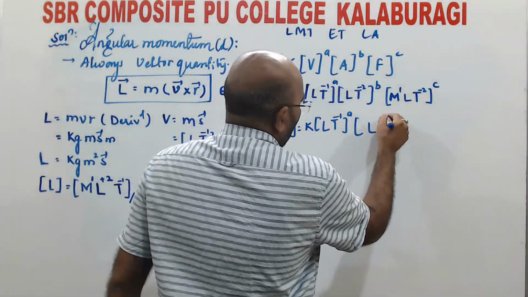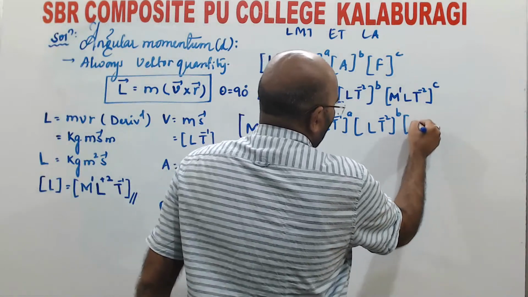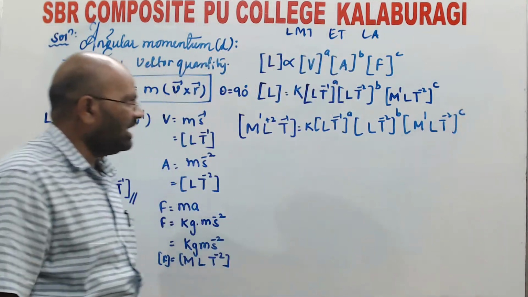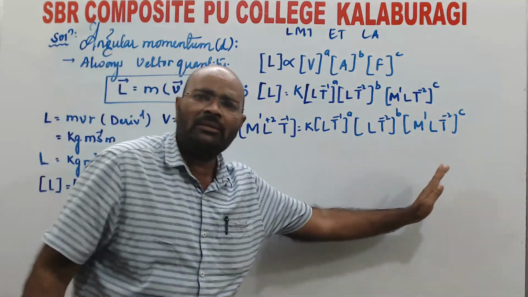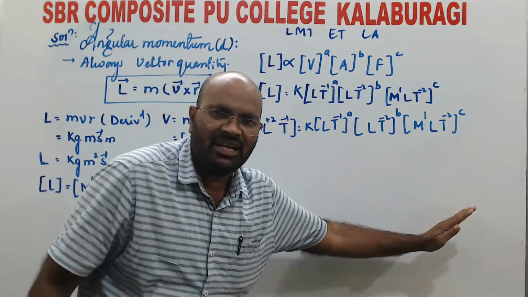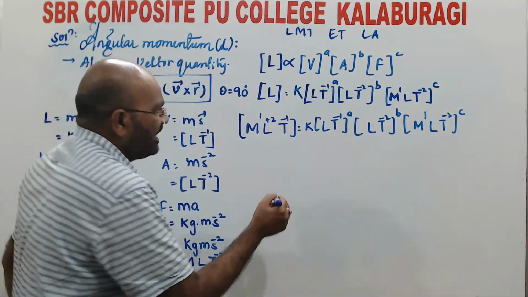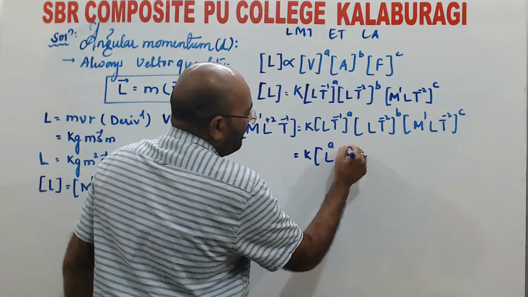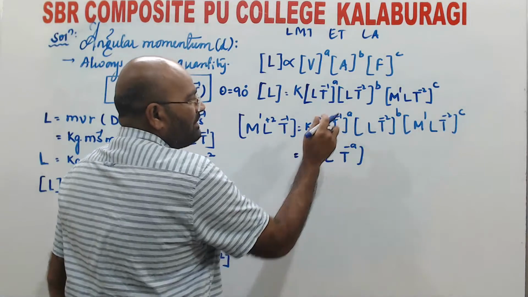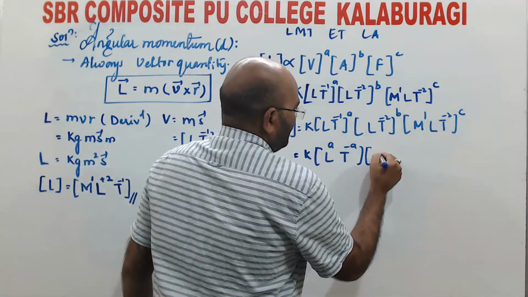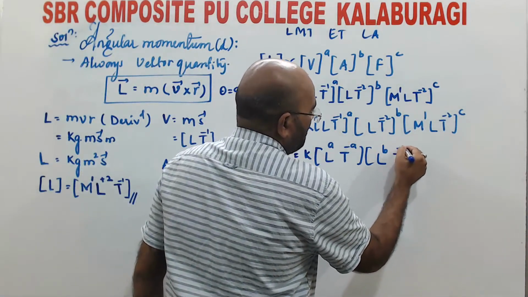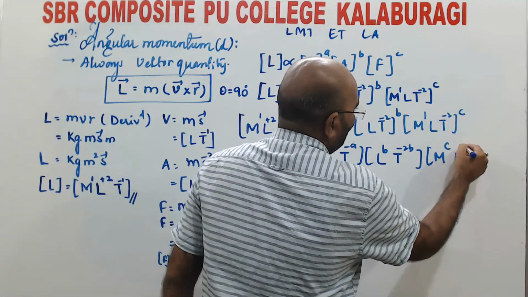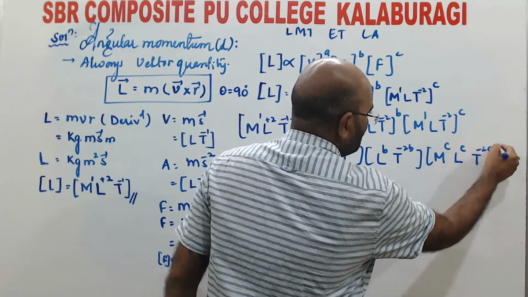L to the power minus 2 to the power b, L to the power 1, L to the power minus 2 to the power c. Of course, then there are some small mathematical steps. We have to apply the mathematics to solve this. Simplify this: K into L to the power a, t to the power minus a, because this power will be multiplied over here. Then L to the power b, t to the power minus 2b. Then M to the power c, L to the power c, t to the power minus 2c.